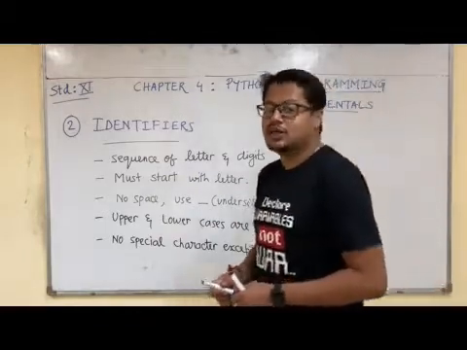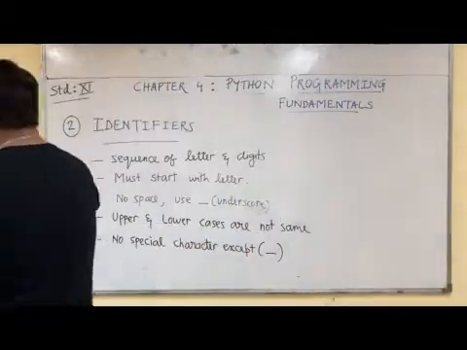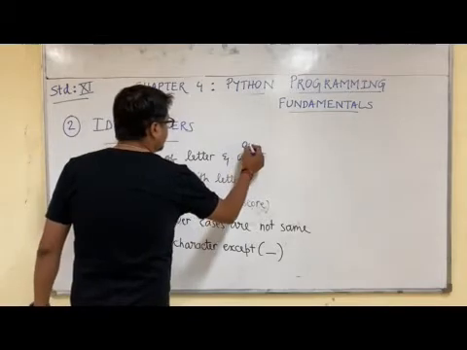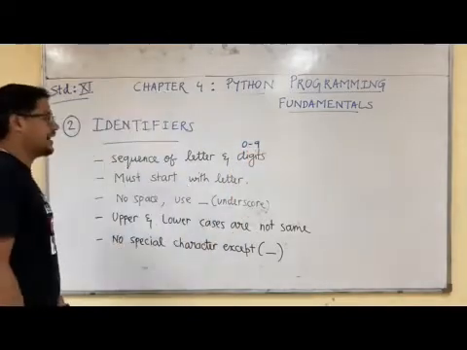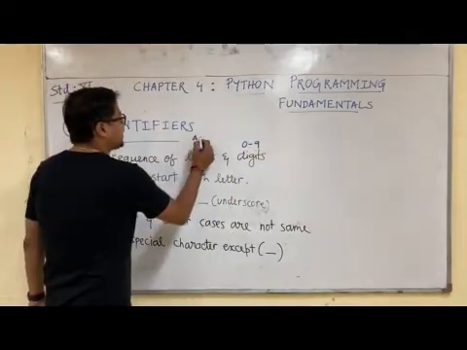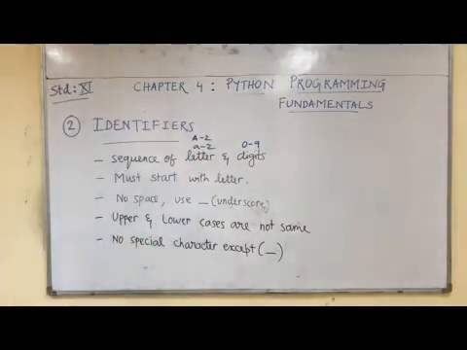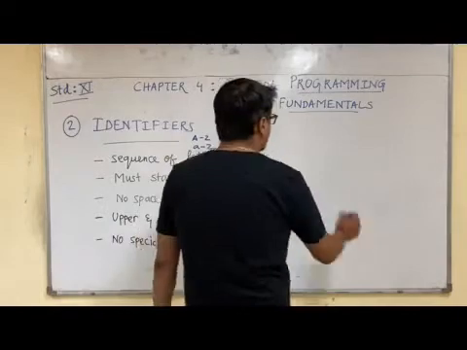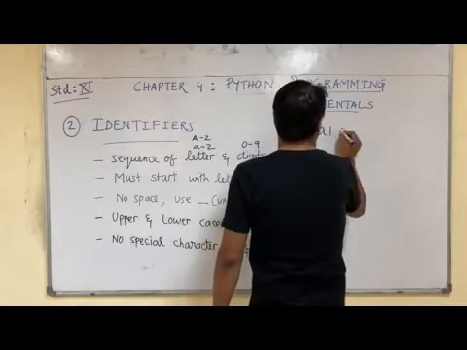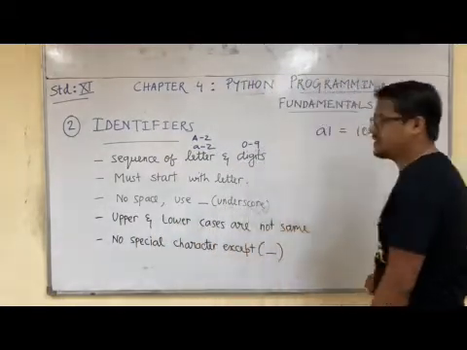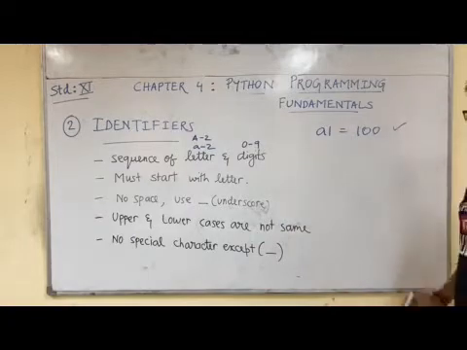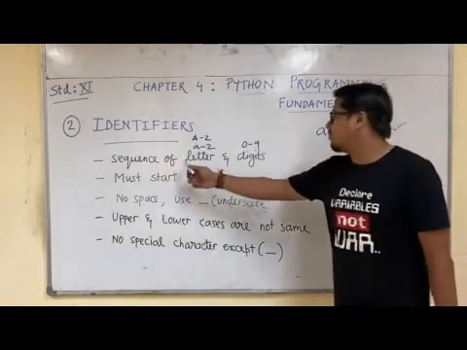What letters are allowed? Capital A to Z, small a to z. What digits are allowed? We know it very well. Digits allowed are 0 to 9, and letters allowed are capital A to Z and small a to z. Must start with a letter. So suppose we are choosing a variable A1 equal to 100. Is this right or wrong? This is right, because it is a sequence of letters and digits.